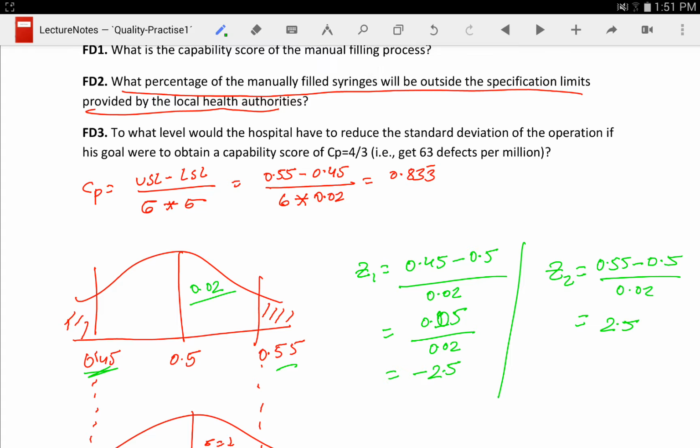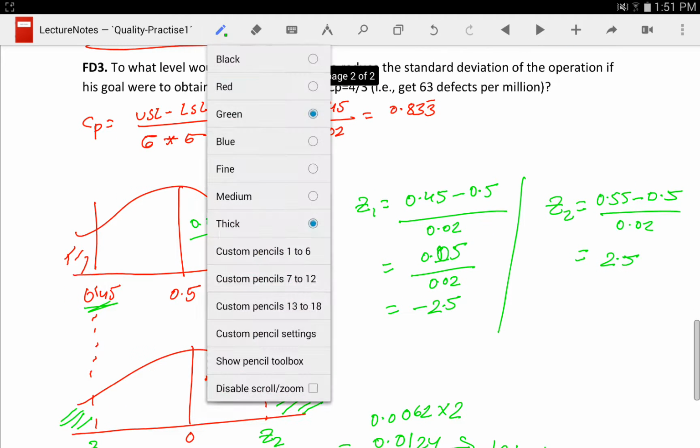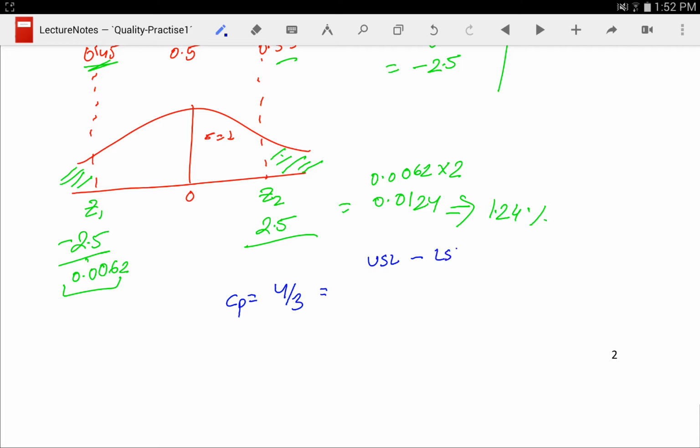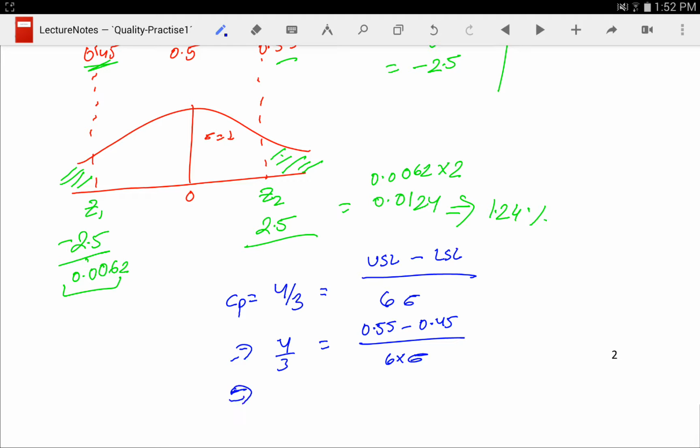The next question was, suppose the company wants the CP to be 4/3. How do we get there? The formula for CP is the upper specification limit minus the lower specification limit divided by 6 sigma. I want the CP to be 4/3. The upper specification limit was 0.55, the lower specification limit was 0.45, and I want to find the sigma. Cross multiplying, 24 sigma equals 0.1 times 3, or sigma equals 0.3 divided by 24.